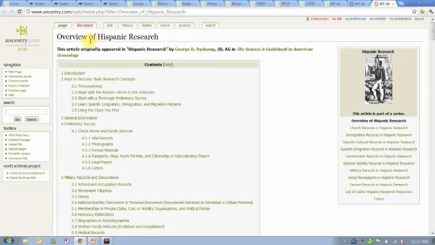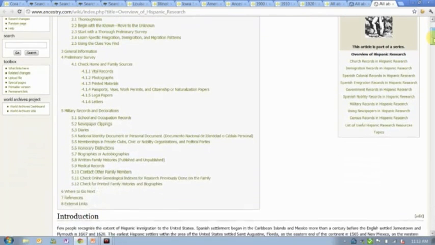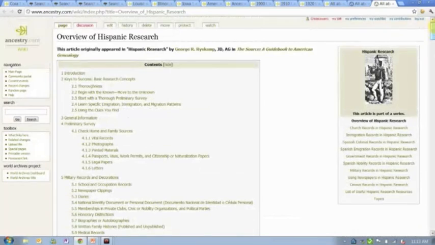But I can click on any one of these, and you'll see that each article was written by an expert in that field. So in this case, it's George Ryskamp, who is a professor at Brigham Young University who teaches family history courses and specializes in Hispanic research. And so he wrote this article. You'll see here that it's a very long article. I don't want to make you seasick by scrolling through this too quickly, but you'll see this article goes on for pages and pages if you were to print it out.